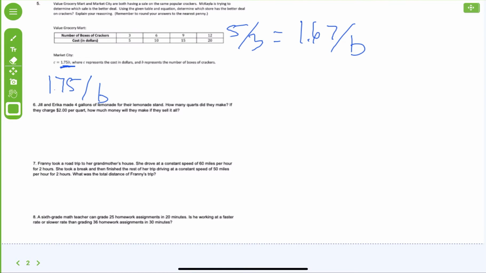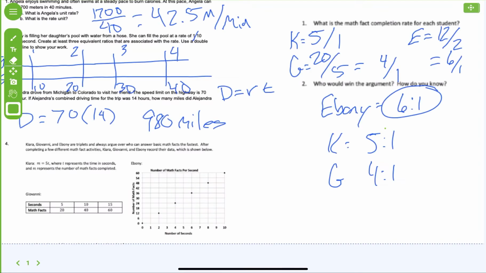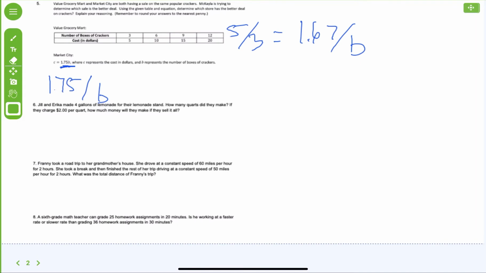The Value Grocery Mart is the better rate because it is the least. It is the cheapest, right? On the last problem, we wanted the highest, 6 to 1. We wanted the most. Here we want the cheapest. So we would say that the Value Grocery Mart is the better deal.